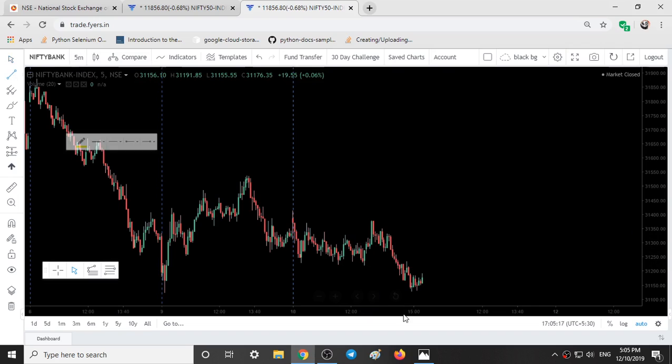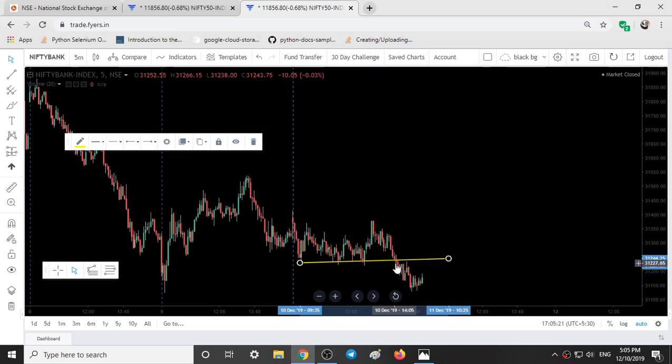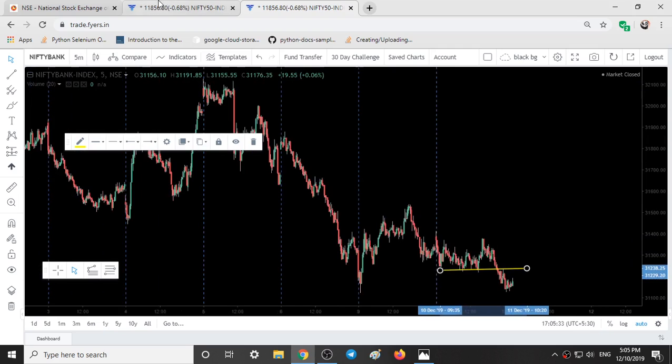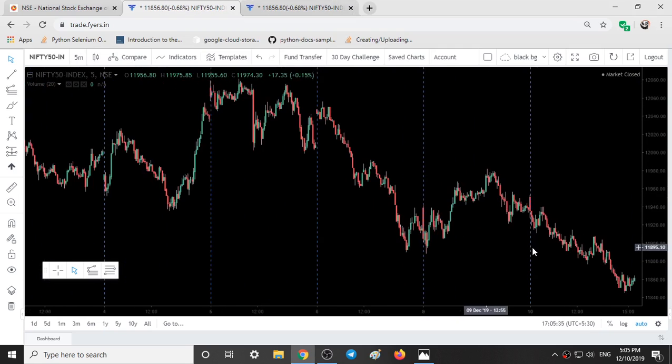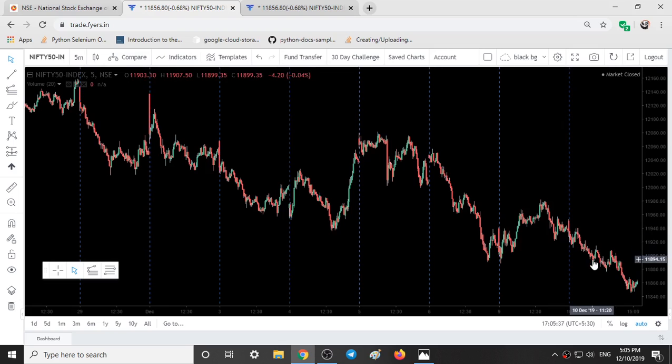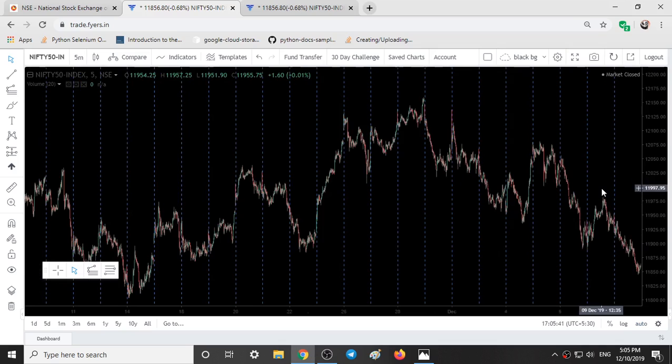The range was broken at, say, this candle, at around 2.5. Between 2.5 and 2.10, the sideways movement of Bank Nifty was broken. So Bank Nifty didn't participate in this down movement of Nifty. Only sectors other than Bank Nifty participated in this. So this was the movement.